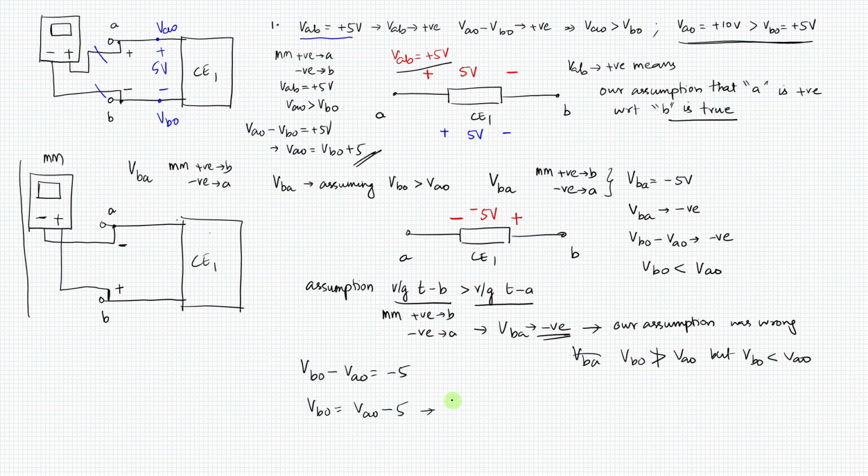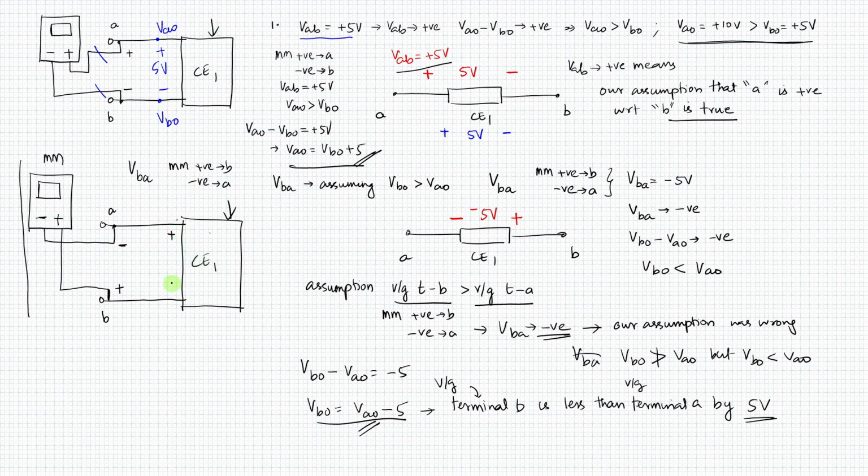Okay, that means the voltage at terminal B is less than the voltage at terminal A by 5 volt. So if you know the value of VA0, you subtract 5 volt from that, you will get the value of VB0. Both the results are exactly the same, because the circuit is the same. Circuit behavior is exactly the same.